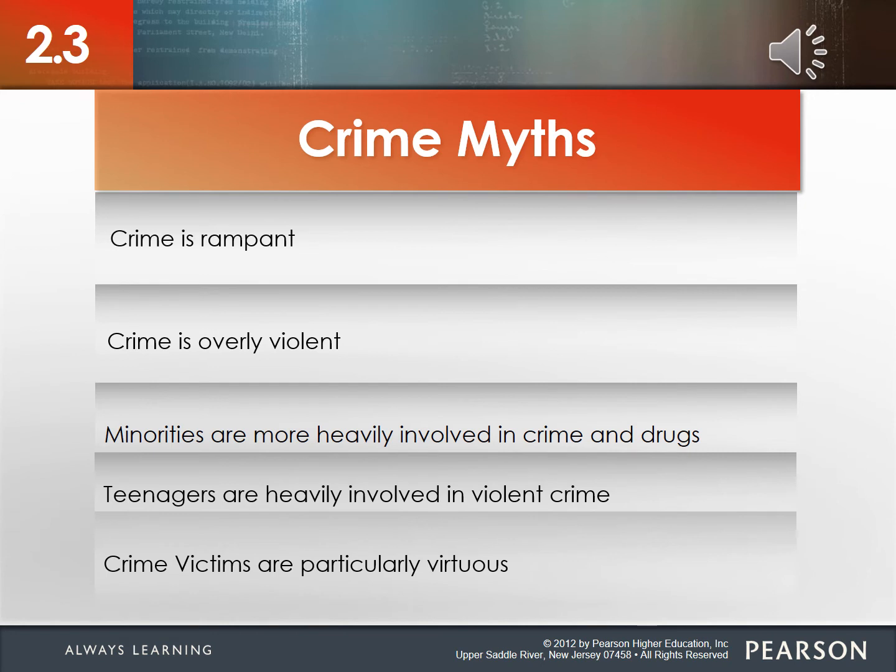Another one is that teenagers are heavily involved in violent crime. The stats: only about 14% of violent crime is committed by teenagers. Another one is that crime victims are particularly virtuous. Oftentimes, it's small children, white women, the wealthy, beautiful, and it really becomes this good versus evil thing. But really, in terms of victimology, you're most likely to be victimized if you are engaging in the criminal underworld yourself.